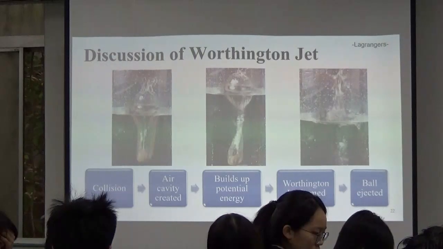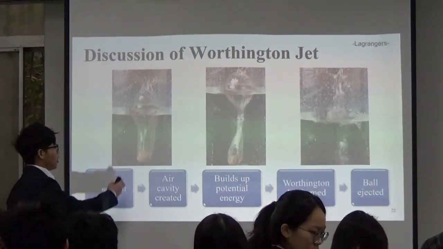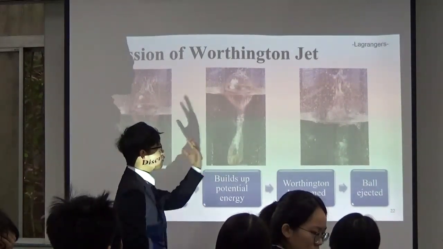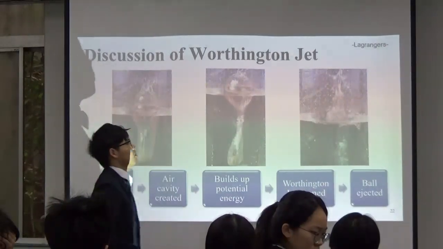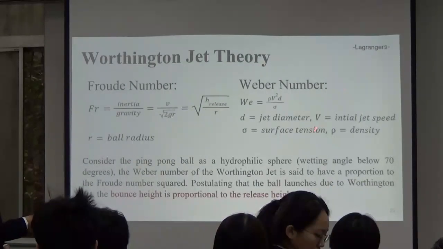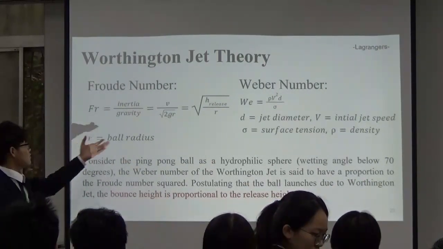So, the discussion of the Worthington jet. There is collision when the ball gets under the water, and the air cavity is created, building up potential energy, forming the Worthington jet and ejecting the ball. Well, this formula is from the Navier-Stokes equation with research conducted by MIT. So we just use it here.